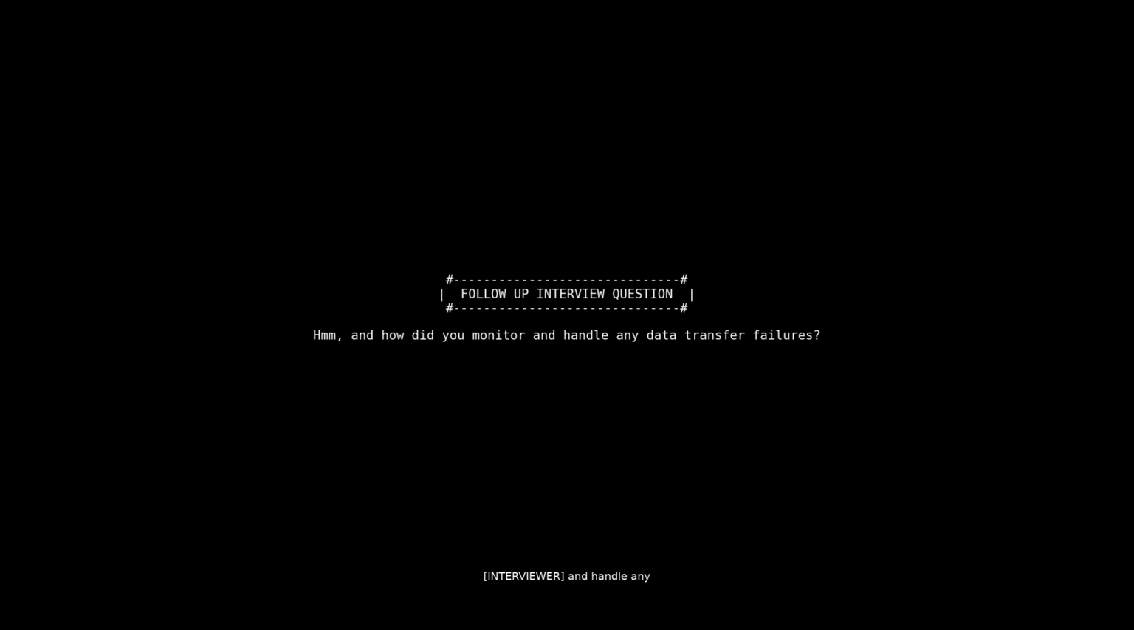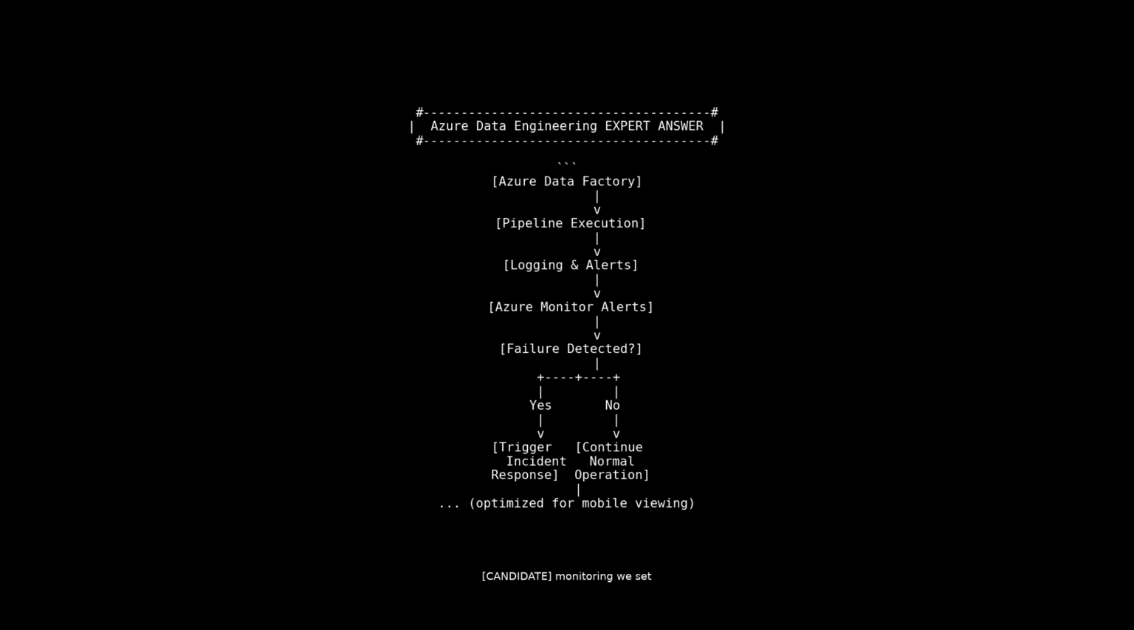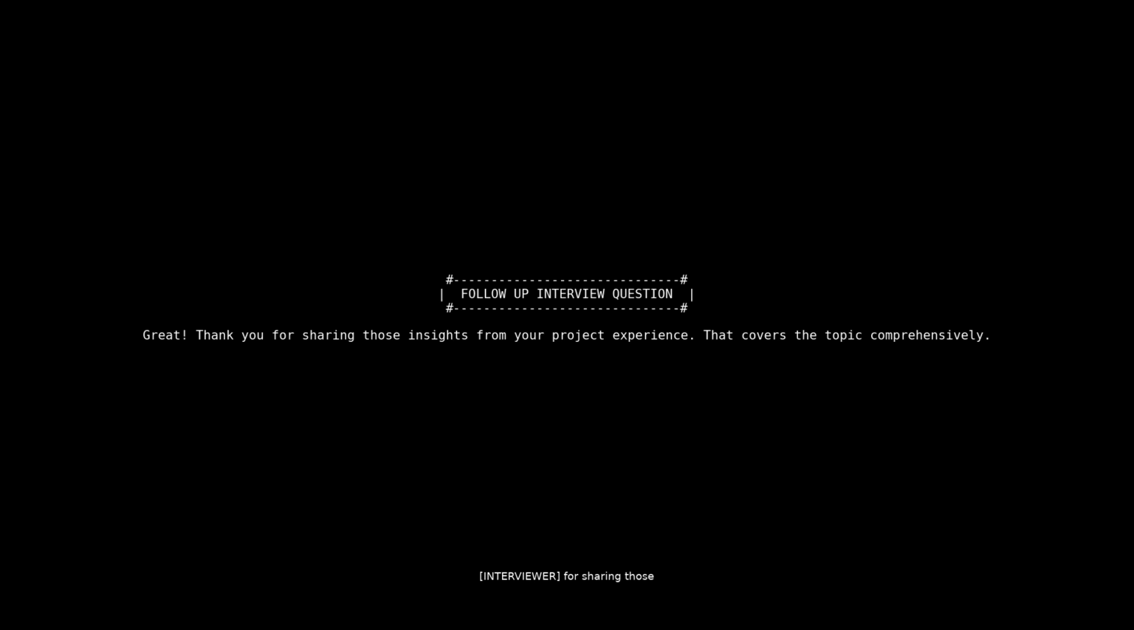And how did you monitor and handle any data transfer failures? Well, for monitoring, we set up Azure Monitor alerts to notify us of any failures. Additionally, we used Azure Data Factory's built-in logging and alerting features to track the pipeline execution status. If a failure occurred, the alerts would trigger an incident response plan where we'd investigate and rerun the pipeline if necessary. Great! Thank you for sharing those insights from your project experience.